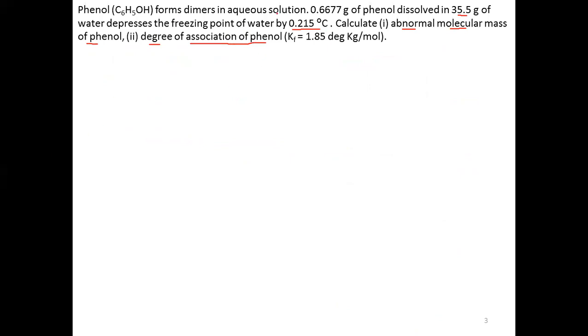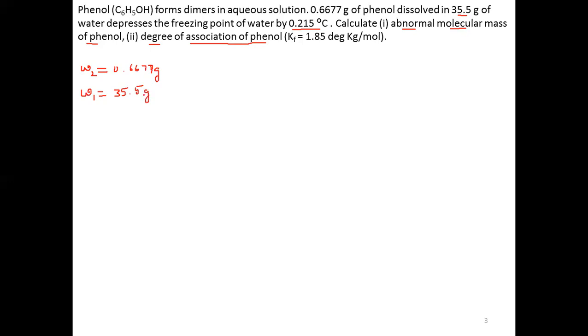Let us write what is given to us. As it is a binary solution, the common denotation is that we use subscript 2 for solute and subscript 1 for solvent. So I will write the weight of solute, which is phenol in our case, as W2. W2 is the weight of phenol, it is 0.6677 gram. And we have W1, which is the weight of solvent, it is 35.5 gram.